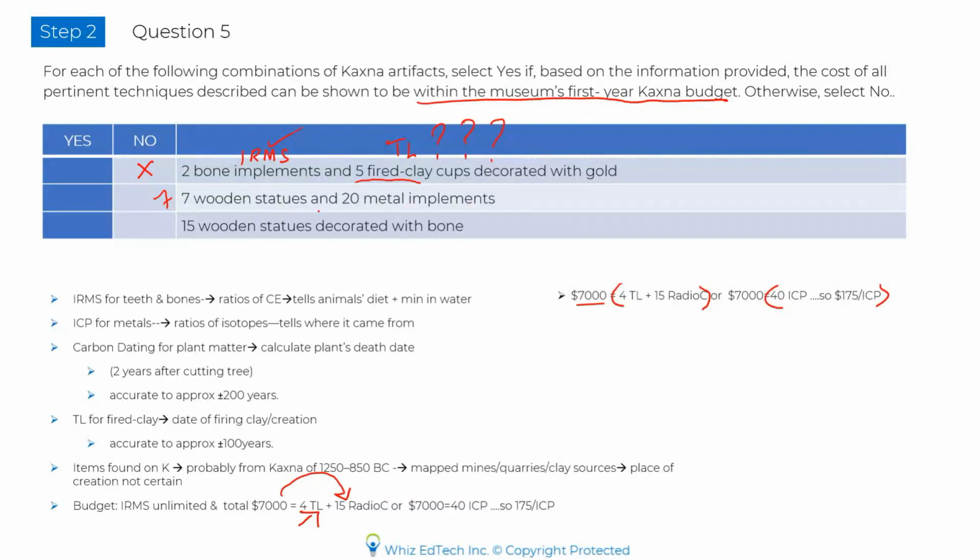Now 7 wooden statues would mean that we are looking at this. So this is covered here. And 20 ICPs. Now 20 ICPs would cost how much? 3,500. Right? So we are left with 3,500. And we are assuming that with this 3,500 we should be able to cover the 7 wooden statues. So 7 radiocarbon tests plus 20 ICPs should be doable. So this is a yes.